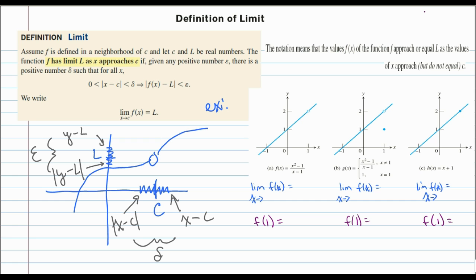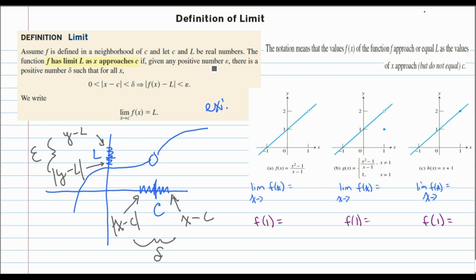Now mathematicians, actually teachers, are getting away from explaining the epsilon-delta version of a limit, but I don't want to deprive you of that experience, so here we go. We're going to say that f is defined in a neighborhood of c, and let c and L be real numbers. So we've got this c value here and our L value here, so c is an x value, L is a y value. The function f has a limit L as x approaches c, so as the x values that we plug in get really close to c, the y values hone in on this L value.